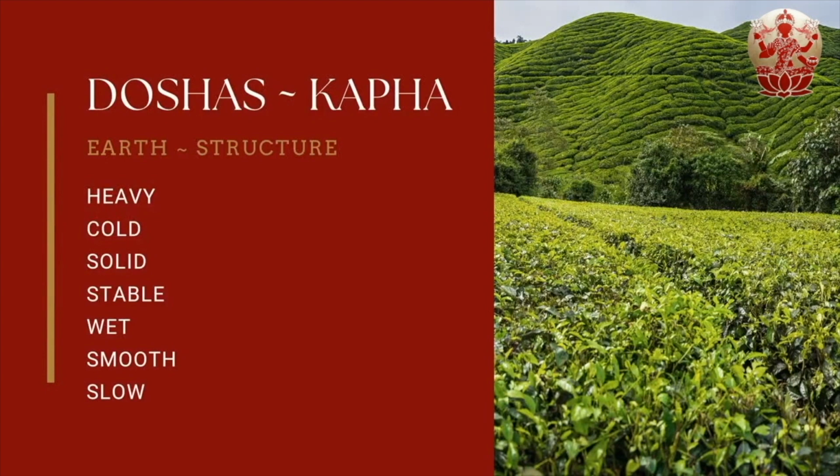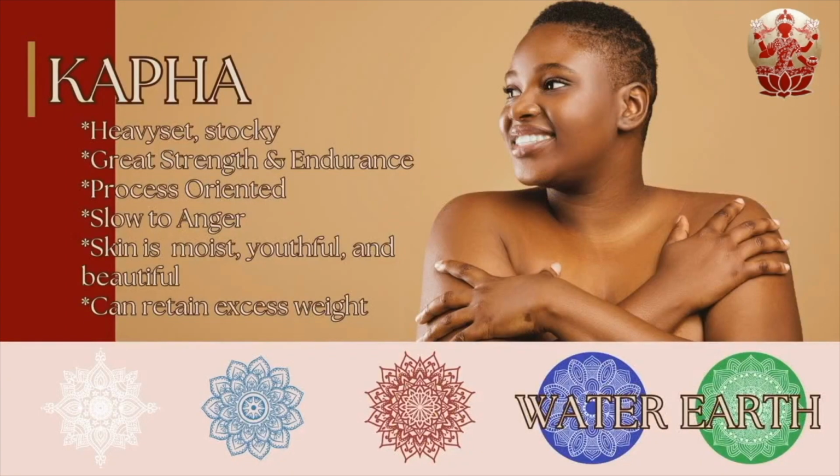Let's look at Kapha. So Kapha is responsible for structure and protection and lubrication within the body and in the mind. And people with Kapha characteristics are generally sturdy and consistent. And the attributes of earth are heavy, cold, solid, stable, wet, smooth, and slow. And these attributes manifest themselves in individuals who have a lot of Kapha in their mind and body constitution. So they have very similar qualities.